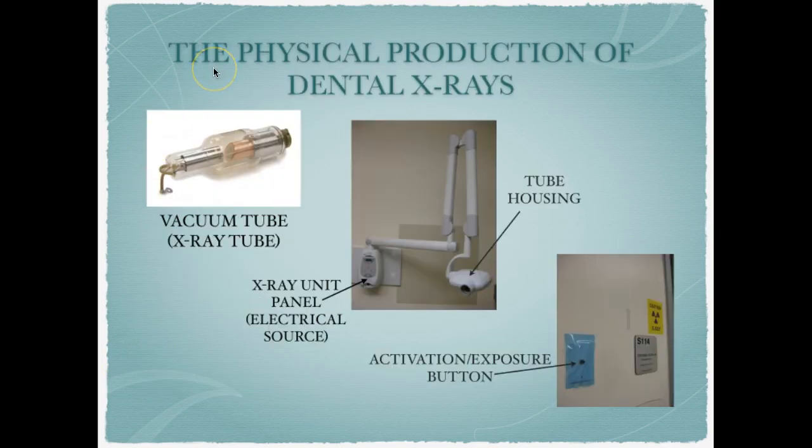So let's look at the physical production of dental X-rays. It happens in the vacuum tube or the X-ray tube that is in the tube housing of our dental X-ray unit. With the dental X-ray unit, there is a panel, and there needs to be an electrical source for that panel. So usually it's connected within the wall. We have an activation or exposure button, which is outside of the room where the X-rays are going to be produced, and that is the only time when X-rays are actually produced in the vacuum tube.